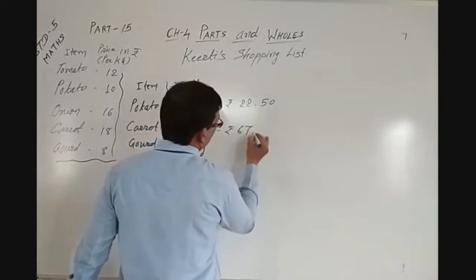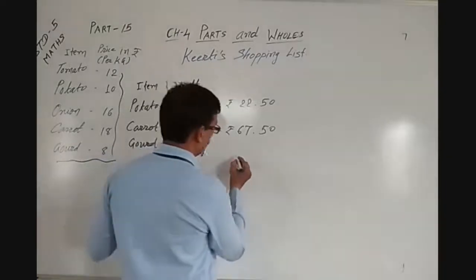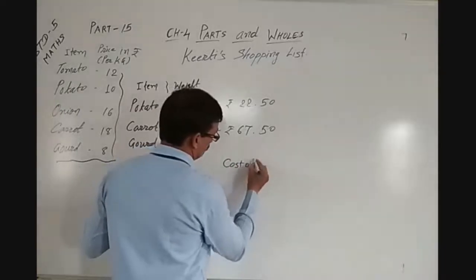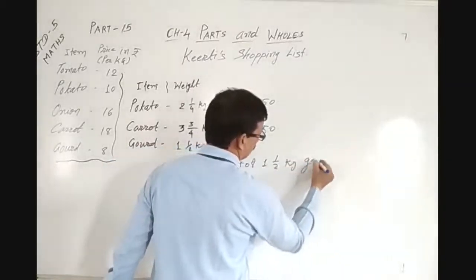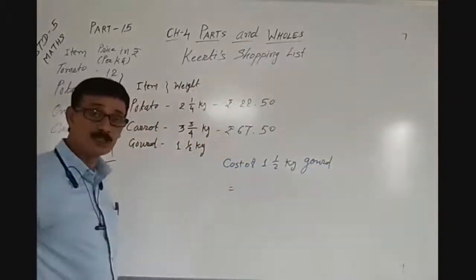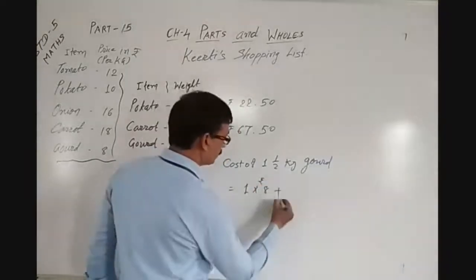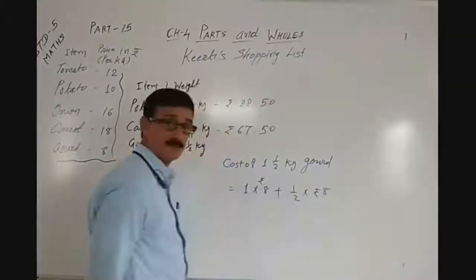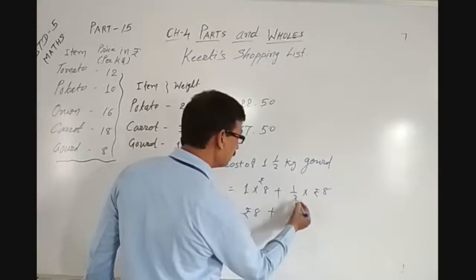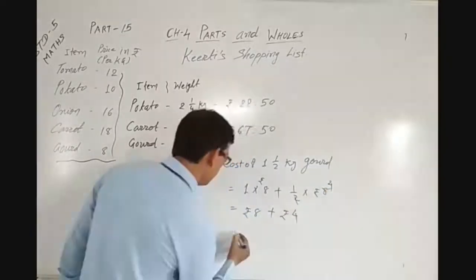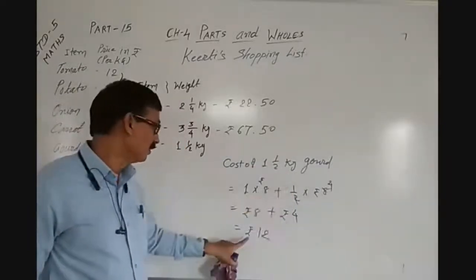Rupees 67 and 50 paisa. Now let's find out the cost of gourd, that is 1 1/2 kg. So cost of 1 and 1/2 kg is equal to cost of 1 kilogram gourd plus cost of 1/2 kilogram. Now it is costing 8 rupees. So 1 kilogram multiplied by rupees 8 plus 1/2 kilogram multiplied by rupees 8, isn't it? So 8 plus half of 8, that is 4, equal to rupees 4. And hence it will be rupees 8 plus 4, 12. So cost of 1 1/2 kilogram of gourd will be rupees 12.